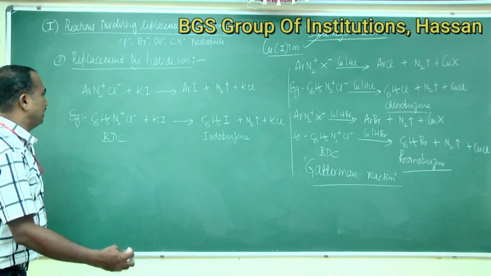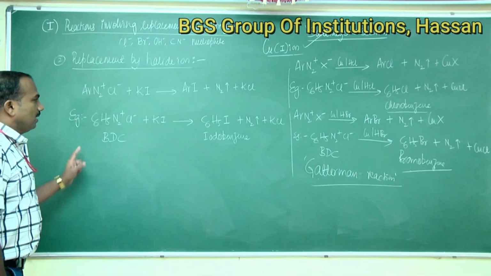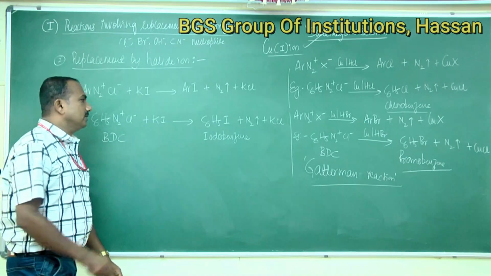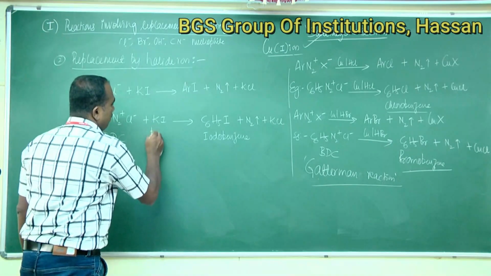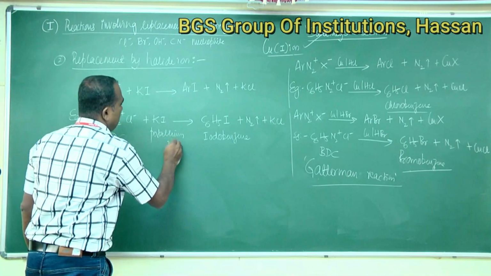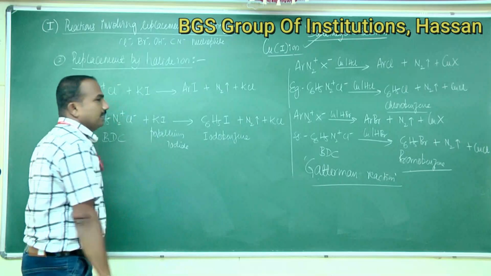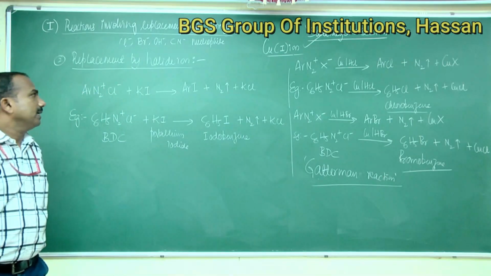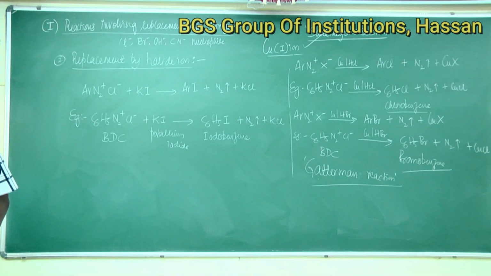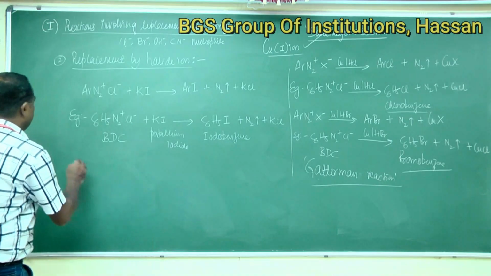In the examination they can also ask for a one-mark question: how is benzene diazonium chloride converted to iodobenzene? We use the reagent potassium iodide. We have to use potassium iodide as a reagent. This is replacement by halide ion. Okay, next, the third one.